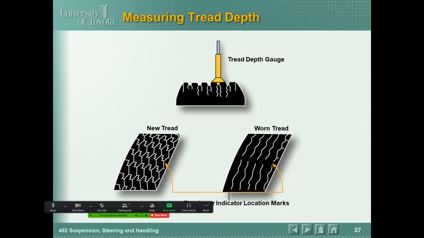So the tread depth is going to be measured. It is the measured distance from the outer tread surface to the tire body plies. The best way to measure the tread depth is with a tread depth gauge.